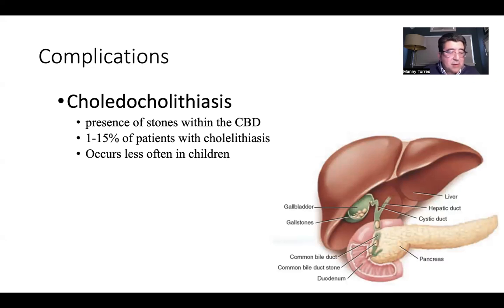Choledocholithiasis is the presence of stones within the common bile duct. Gallstones migrate out of the gallbladder past the cystic duct and get lodged in the common bile duct. It is estimated that this occurs in anywhere from 1 to 15% of patients with gallstones. And choledocholithiasis occurs less often in children, but the risk increases with age.